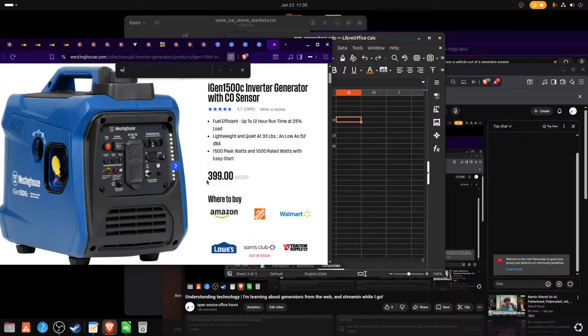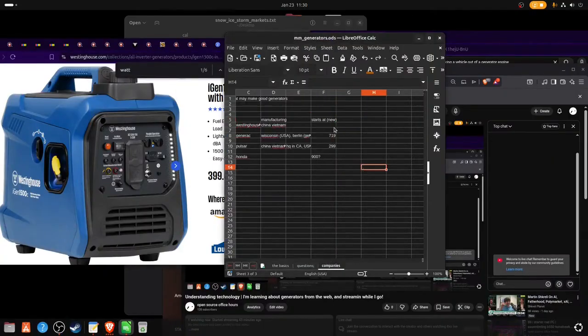I want to know how many watts this is. 1500 peak watts. Okay. I would write down the watts too. I kind of want to write down the watts. 1500 peak watts. 1500 peak, and we'll run. Starts at.